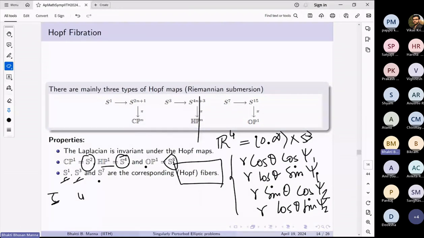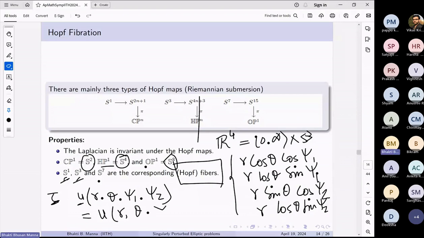So what do we mean by invariant under this tau action? Suppose u is a function on R^4, so we can write u(r, theta, psi1, psi2). What we are imposing on this u, and this is very important to understand, is that it equals u(r, theta, psi1 + tau, psi2 + tau) for all tau in 0 to 2 pi.